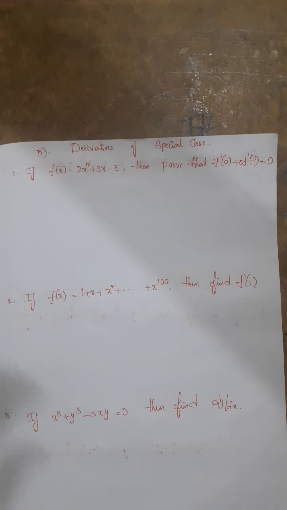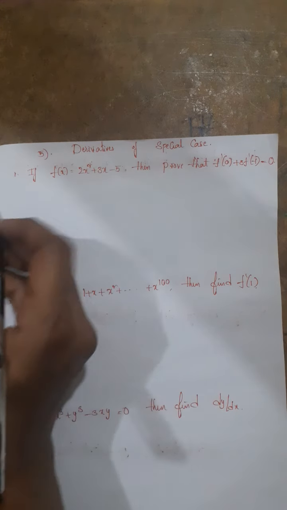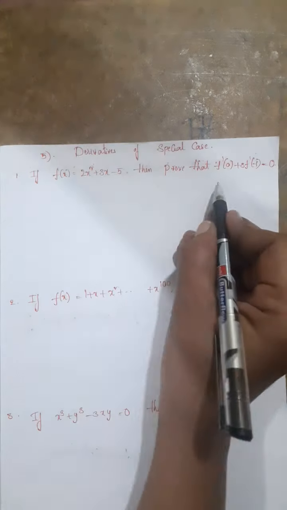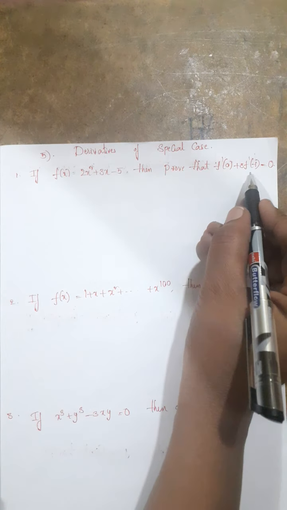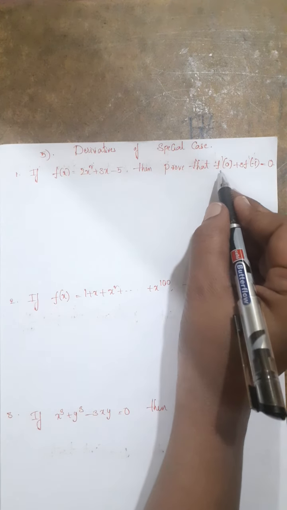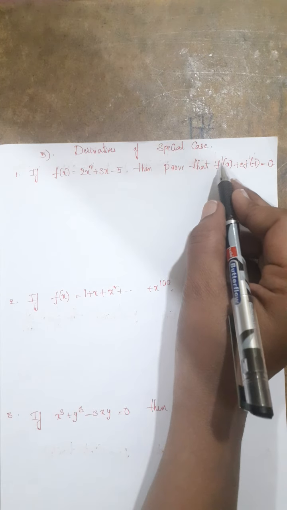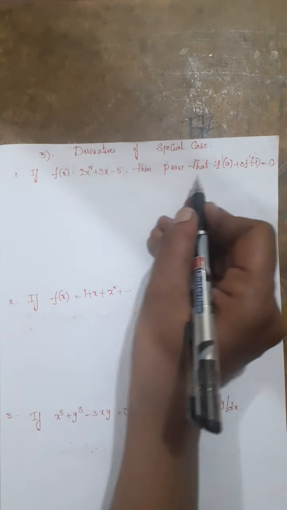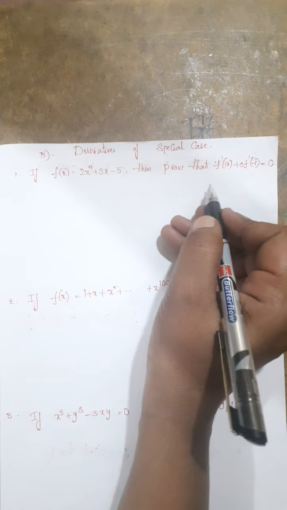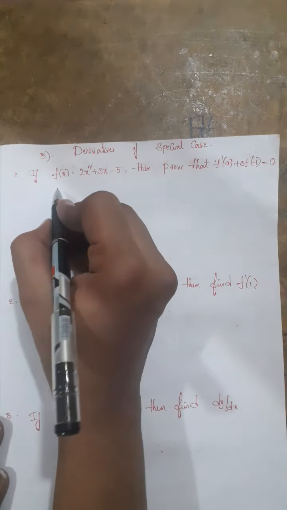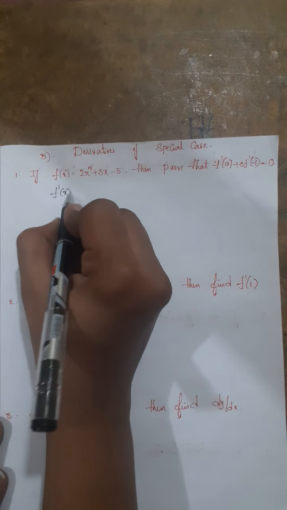Now let us solve the last topic from 2 marks questions of differentiation, derivatives of special case. See here f of x is given, then prove that f dash of 0 plus 3 into f dash of minus 1 equals 0. First of all, what is f dash? Differentiation. It is a function of x. F dash means differentiation with respect to x.